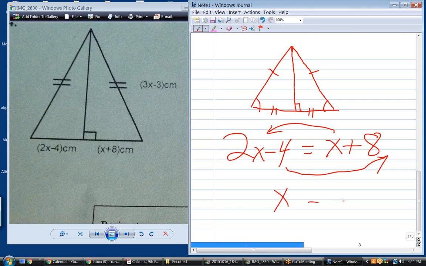And then what's the right side? 4? Well, I got to add 4. Oh, you add. Okay. That would be 12. Uh-huh. So x equals 12. And that solves for x.